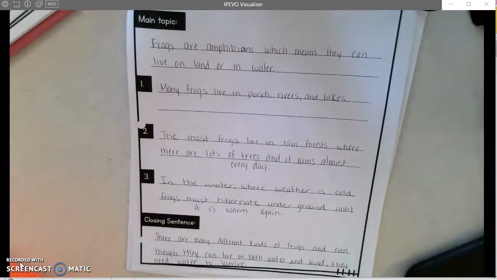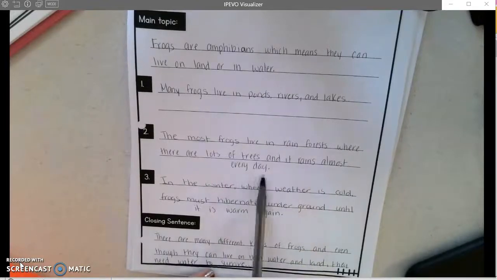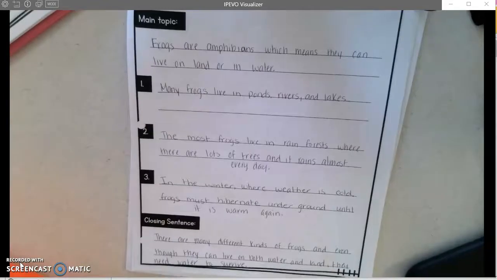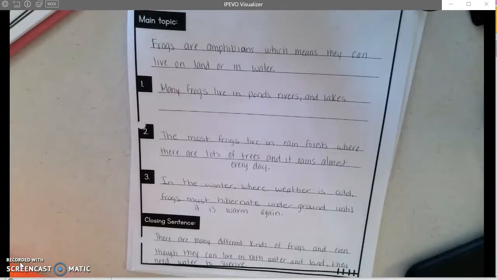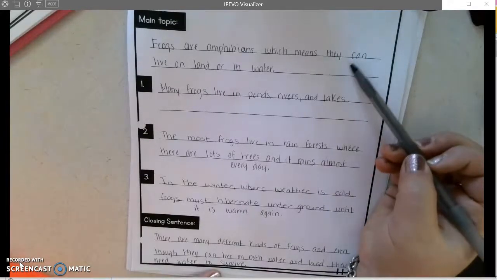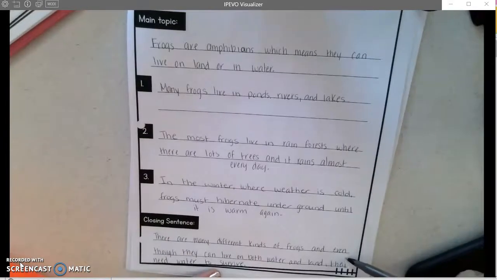Okay? So remember when I said that it rains almost every day, so they still have water. They still need water to survive, even if they are on land. And like Miss Janessa's frogs, if you have seen her frogs, they have a little pool in their cage that they can get in or drink. I haven't actually seen them in the water, but I know that it is there and that they do have that. Okay? So this is an example for frogs. Okay? And remember, this is just one sentence and this is just one sentence.